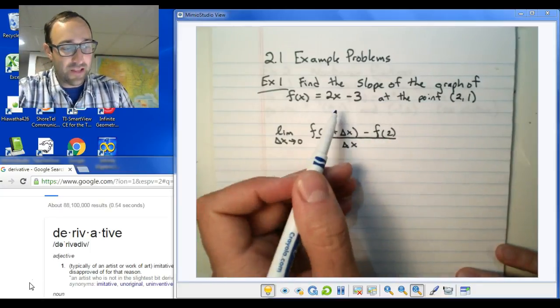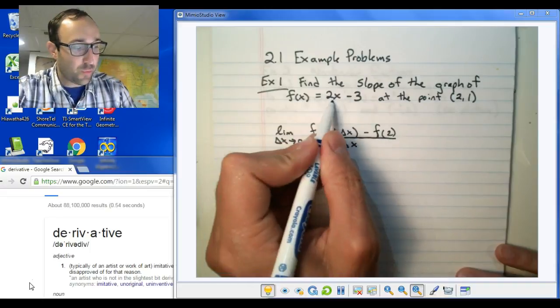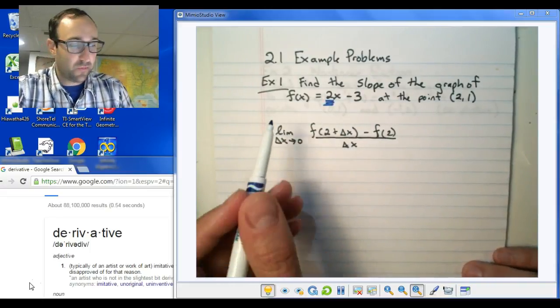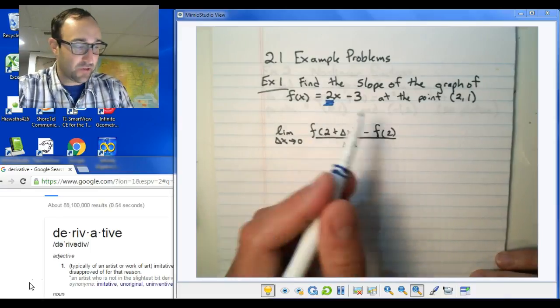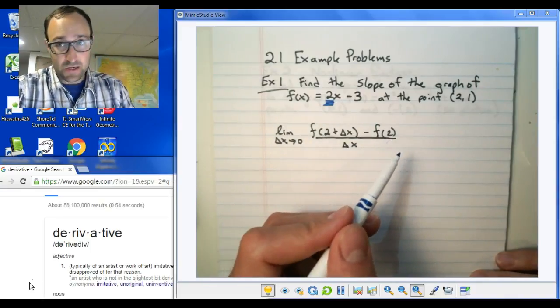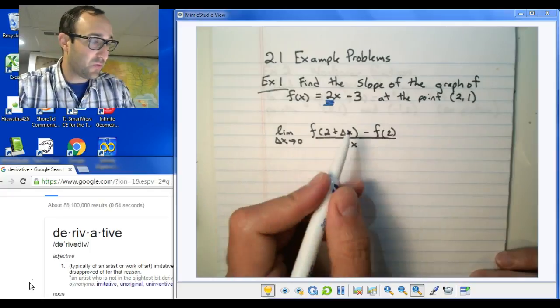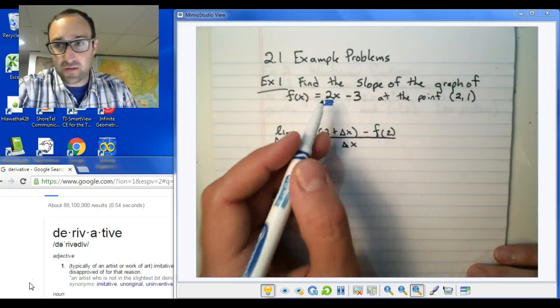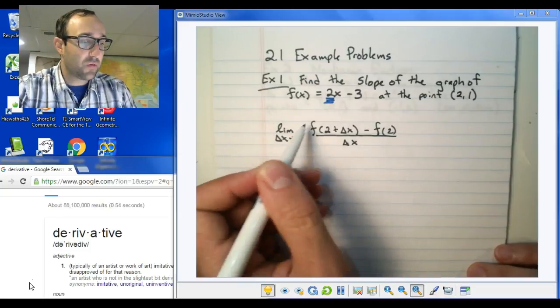Now if you know anything about lines, and this is a line, you know that the slope should be 2, right? So that's not really a big deal, and we could do that and move on, but that doesn't really help us with the whole idea of limits and being able to use delta x and simplify some stuff using algebra. So we know what the answer is going to be, but now we're going to try and find it using this function.